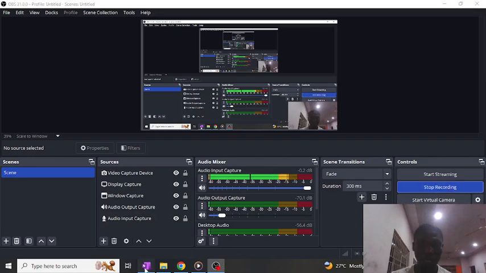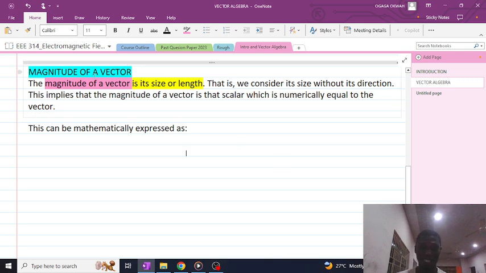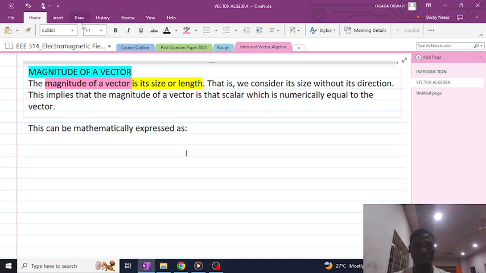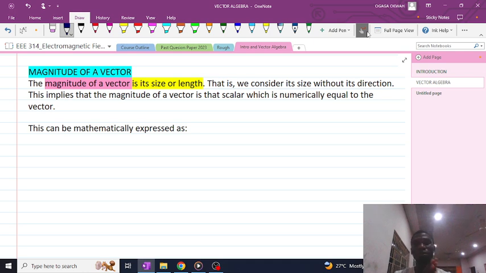Okay, so hi everyone, welcome to this video, and in this video we'll be talking about the magnitude of a vector. I'll be as fast as I can. Now, the magnitude of a vector is simply the size. That is so straightforward and simple. The size of the vector or the length of the vector, that is the magnitude of the vector. What that means is that we are only considering the size.